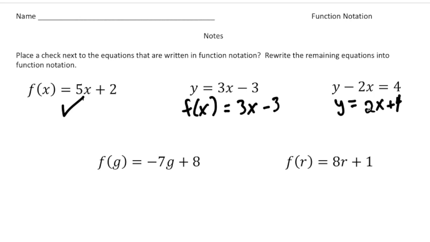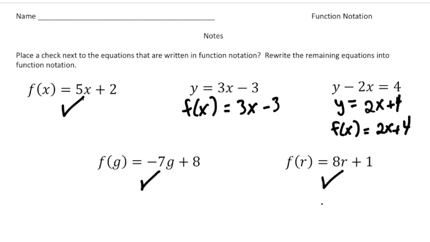And now I can write it in function notation, so it's going to be f of x equals 2x plus 4. Now here we have f of g equals negative 7g plus 8. It doesn't matter what variable is used here, so this one is written in function notation. Then here we have f of r equals 8r plus 1. So this one is also written in function notation.